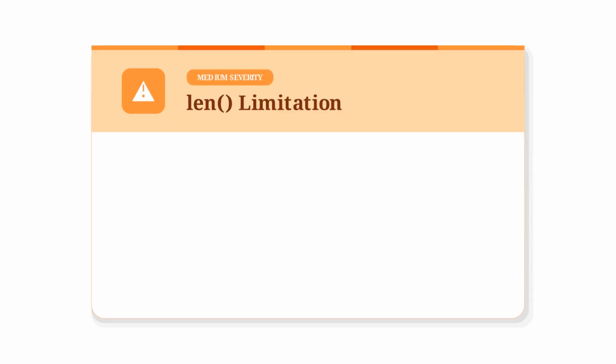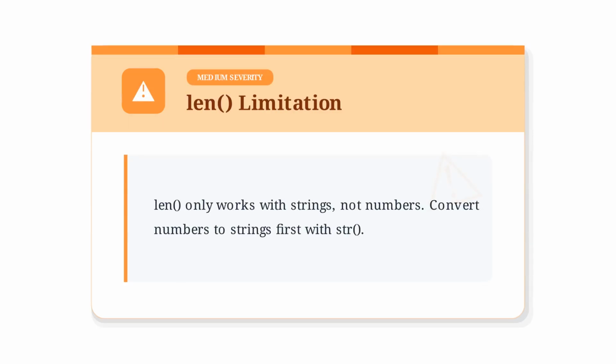One important thing, len only works with strings, not numbers. If you try len of age where age is the integer 13, Python will give you an error. But if you want to count digits in a number, just convert it to a string first with str.